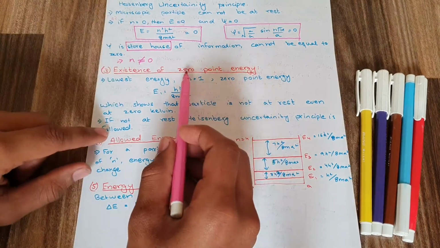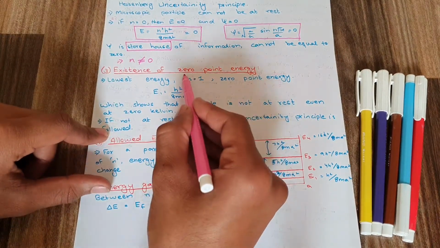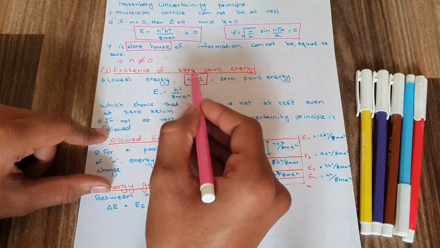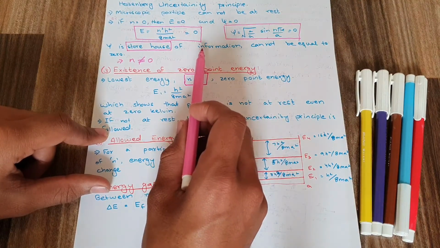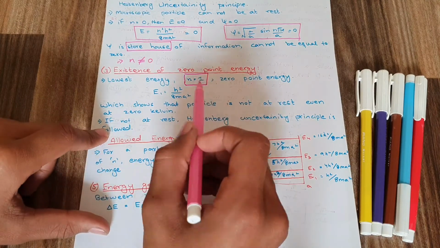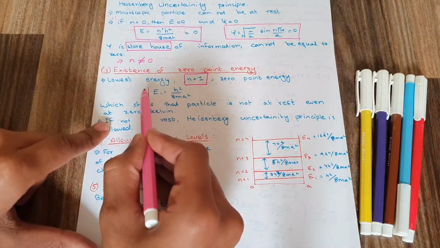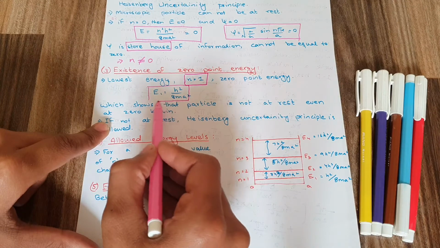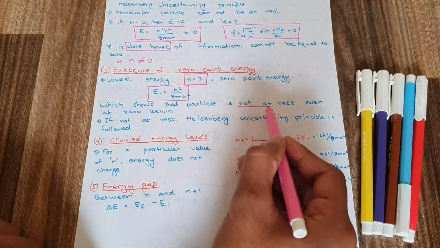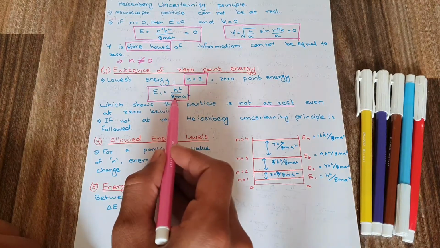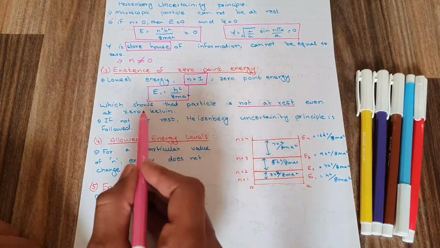Okay, we have a zero-point energy. The zero-point energy is at n is equal to 1. As we have told you earlier, n is equal to 0 cannot be our zero-point energy, because at n is equal to 0 the particle becomes at rest, whereas at n is equal to 1 we have a value of energy just like this. Which shows that the particle is not at rest. It means that the particle has some energy, so the particle is not at rest even at 0 Kelvin.